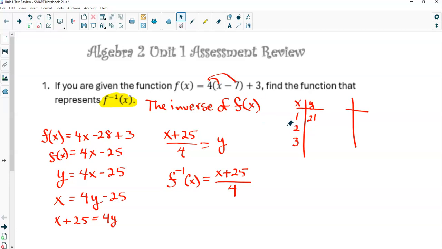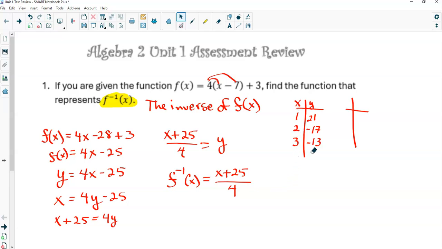What if it's 2? Well, 2 minus 7 is negative 5. Negative 5 times 4 is negative 20. Negative 20 plus 3 is negative 17. Then what if x is 3? Well, 3 minus 7 is negative 4. Negative 4 times 4 is negative 16. Negative 16 plus 3 is negative 13.